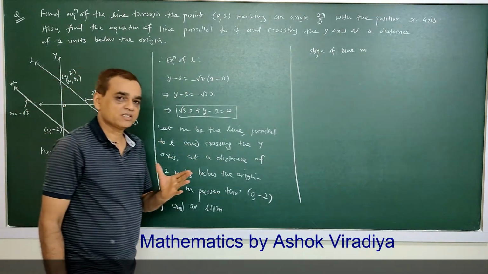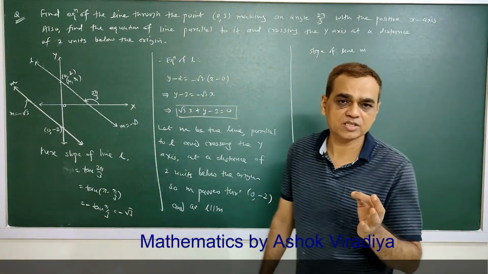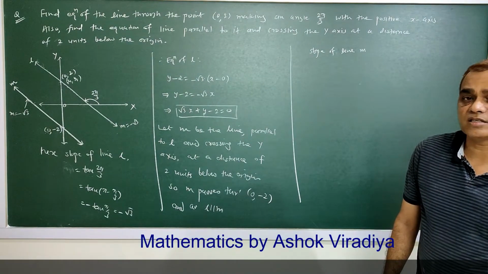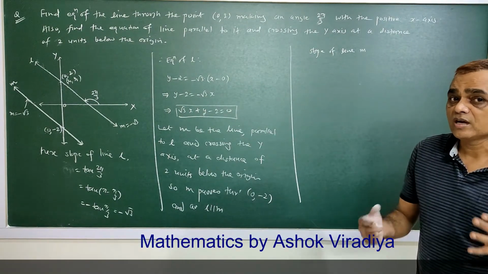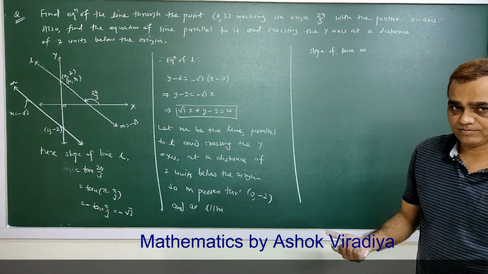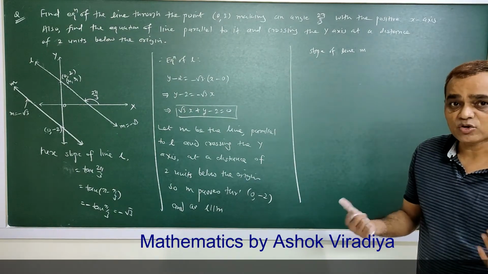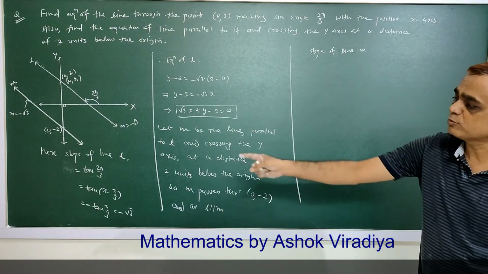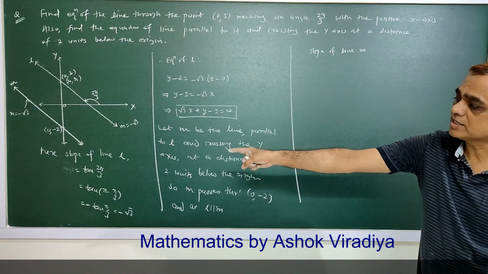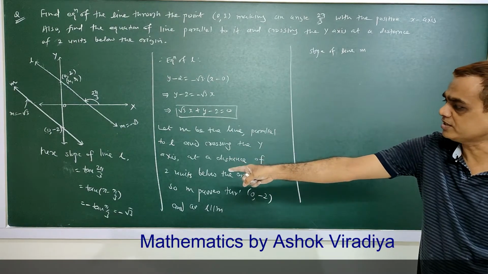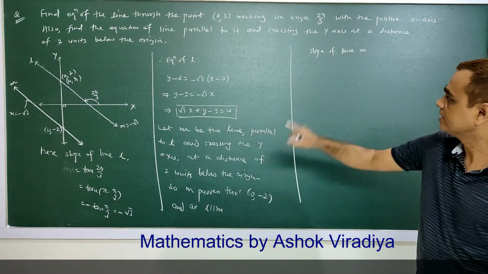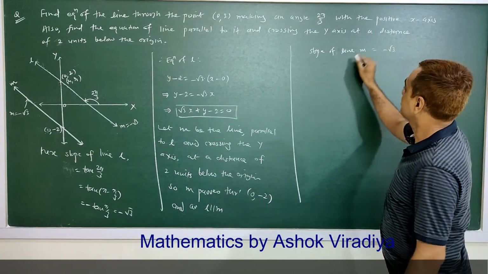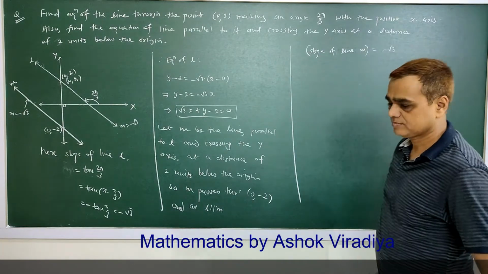Remember, in any question, the same symbol should not be used more than one time or 2 times for different objects. Otherwise, there may be confusion. So that's why I removed the m symbol for the word slope. It is not required there in the calculation. So m we are using for the line. So the slope of line M is equal to minus root 3. So this is the slope of line M.